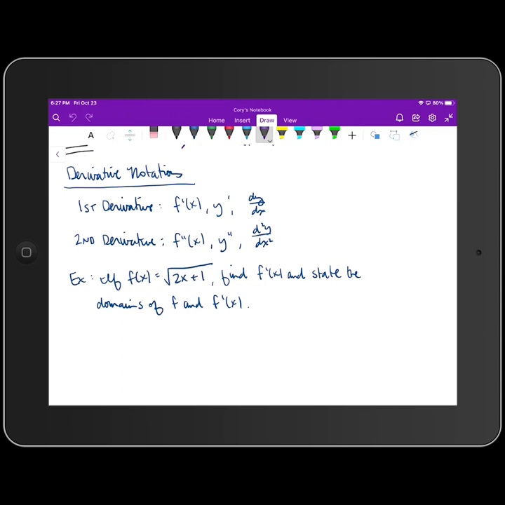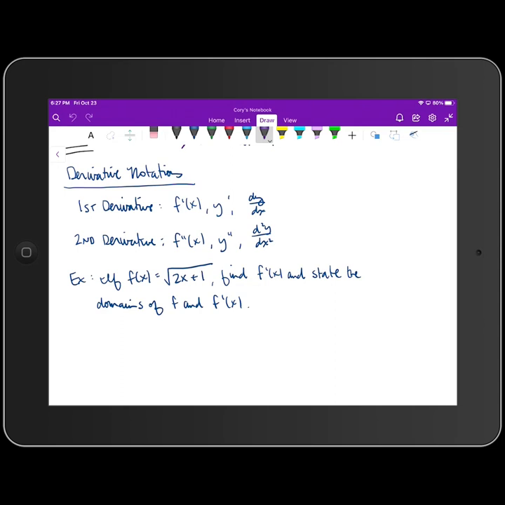So I would say our three most common notations for a first derivative are f prime of x. Okay, so if our function is f of x, the first derivative we denote with f prime of x. If our function is y is equal to something, then we can denote the derivative of that as y prime. Or if we have y is equal to some function, we can also write the derivative as dy over dx. So that would read as the derivative of y with respect to x.